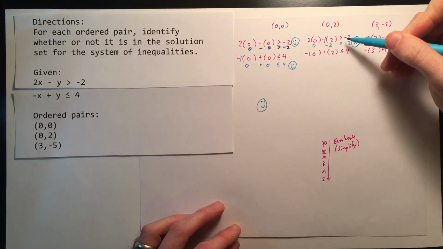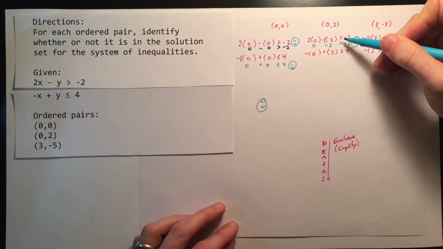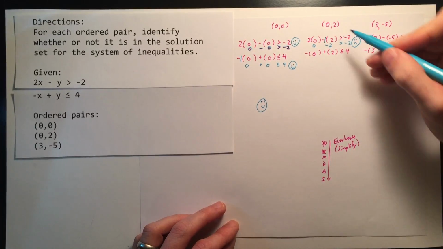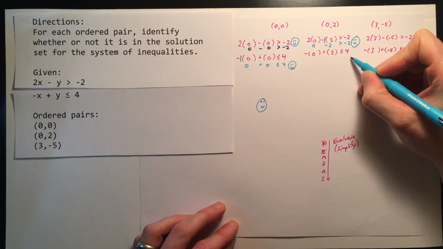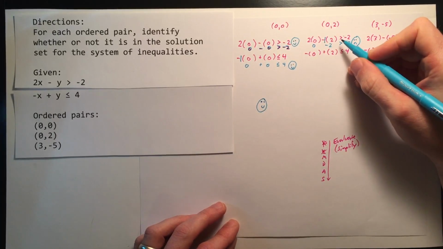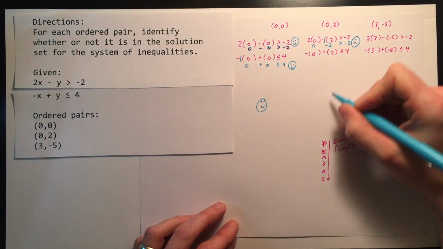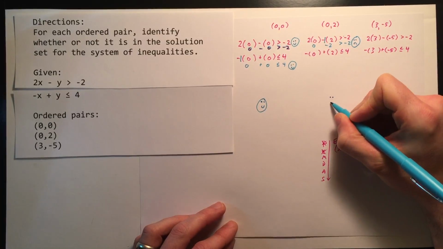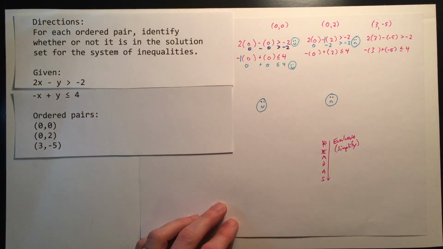And because it's not a solution to that inequality, it's not a solution to the system of inequalities. Even if this one worked and we got a smiley face, it has to work for both to be a solution to the system. And so we don't even have to do the next problem. You can if you want, but we already know the answer to the question.